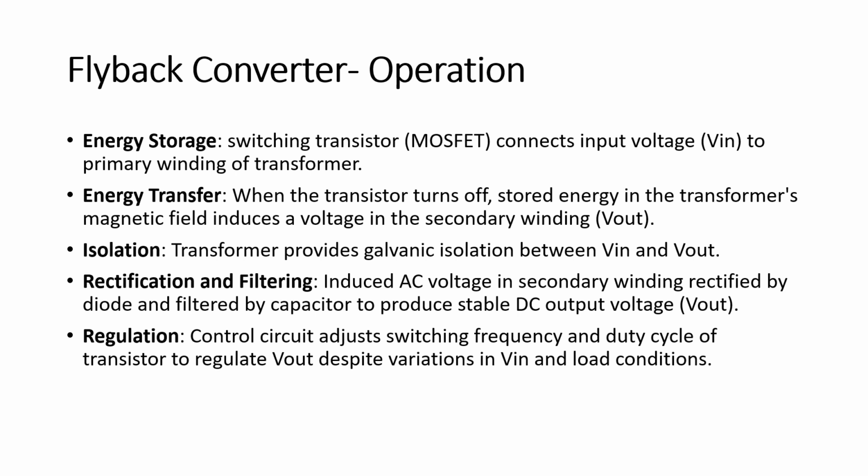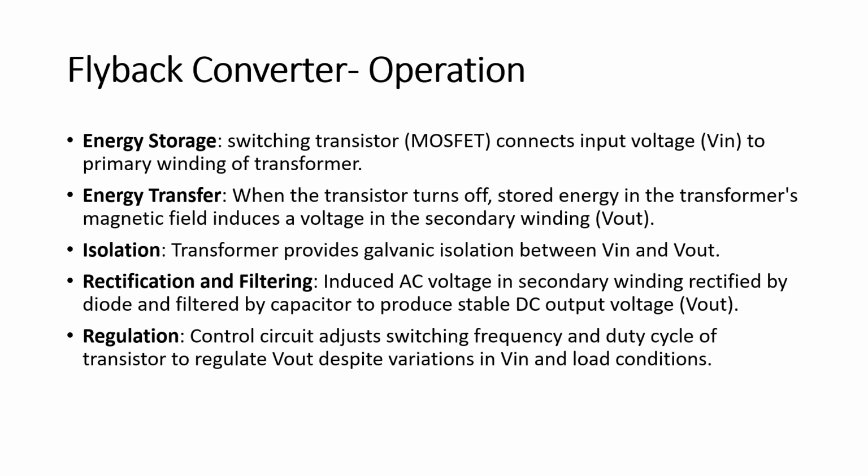Then the flyback converter operation includes several steps. First one is energy storage. In this stage, the transistor, normally a MOSFET, connects the input voltage to the primary winding of the transformer. Then the energy transfer. When the transistor turns off, the stored energy in the transformer's magnetic field induces a voltage in the secondary winding. And then the isolation. Normally the transformer performs this task, providing galvanic isolation between the input voltage and the output voltage.